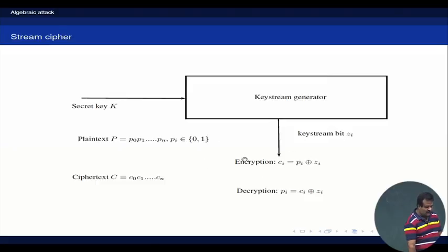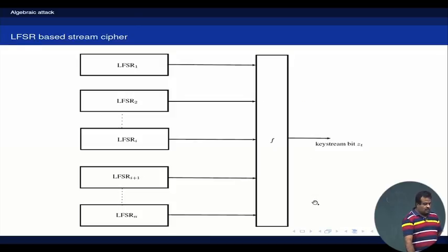So this is the encryption Alice is doing, and upon receiving this ciphertext bit, Bob has the same structure, the same stream cipher, and Bob generates the key stream bit again by taking the initial value of the state as the secret key, and Bob decrypts and gets the plaintext back. Okay. So we have seen, if it is an LFSR based stream cipher, we have n LFSRs which take the input to the nonlinear function f, and we generate the key stream.